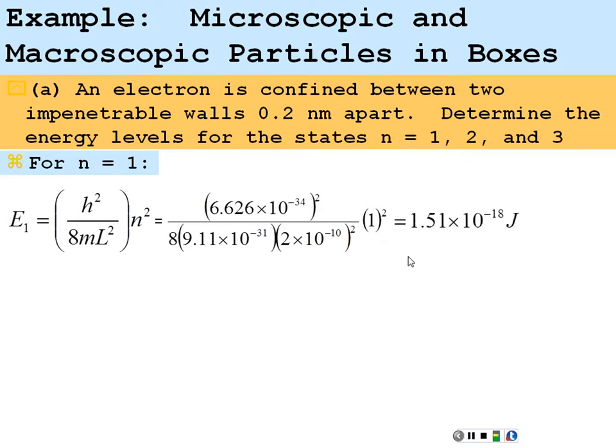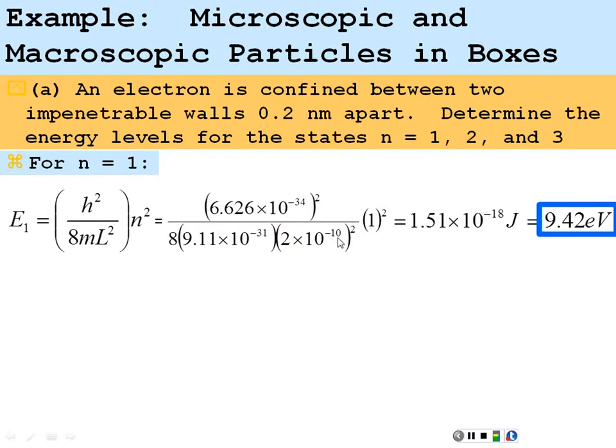That's equal to 1.51 times 10 to the minus 18 joules, or if I divide this by 1.6 times 10 to the minus 19, I get 9.42 electron volts. So corresponding that to the energy in electron volts.